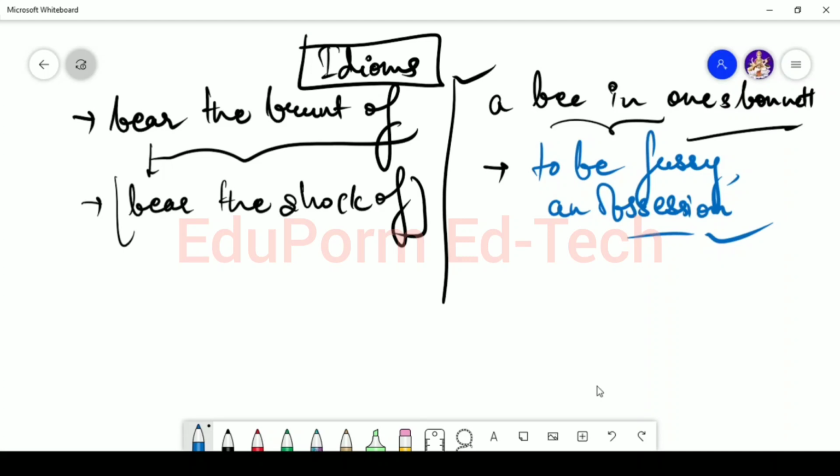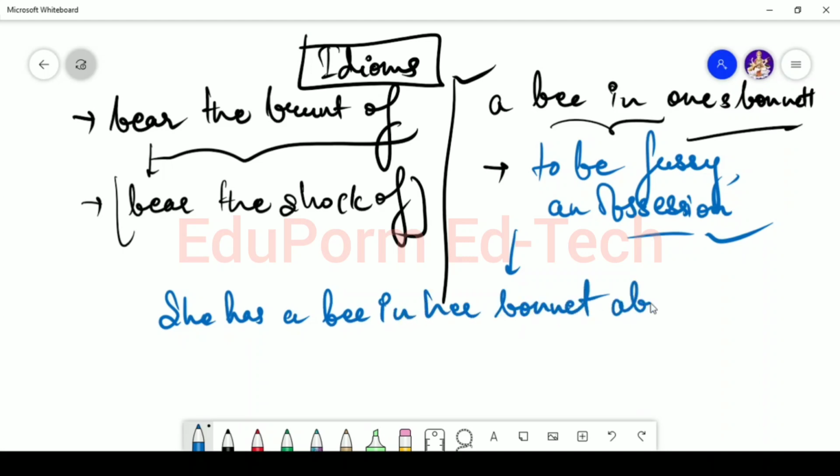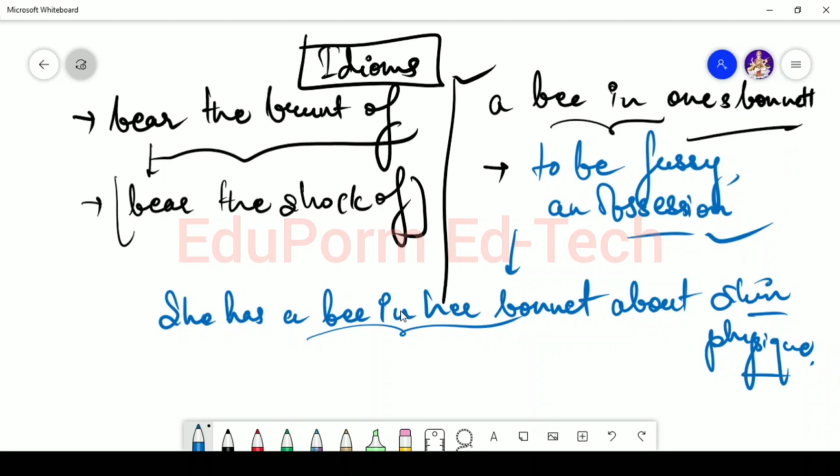Okay, like if I say that she has a bee in her bonnet about slim physique, means she is very much obsessed about slim physique, and she keeps on talking about this thing also, and sometimes it is very much irritating to the listeners. So this is how you basically taunt, because basically idioms are used to taunt.